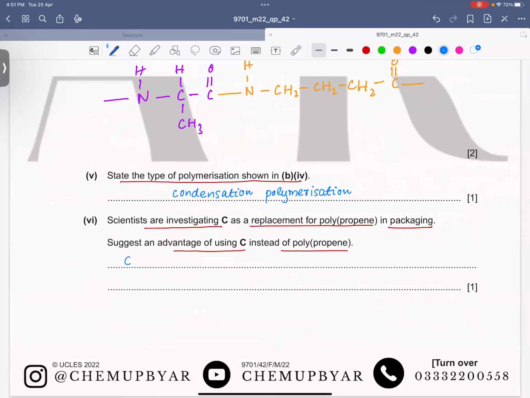So C is biodegradable and you can also write C is hydrolyzed easily.